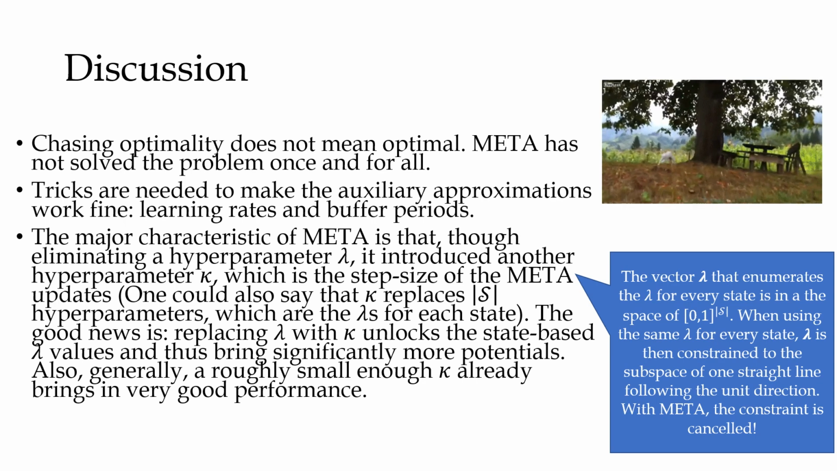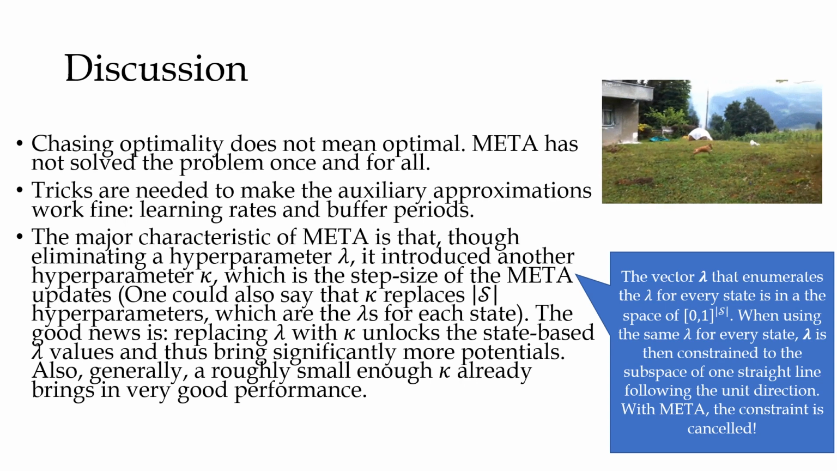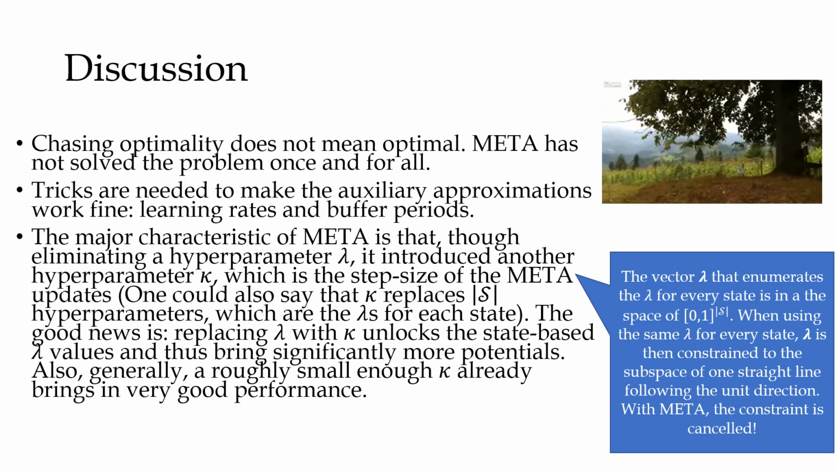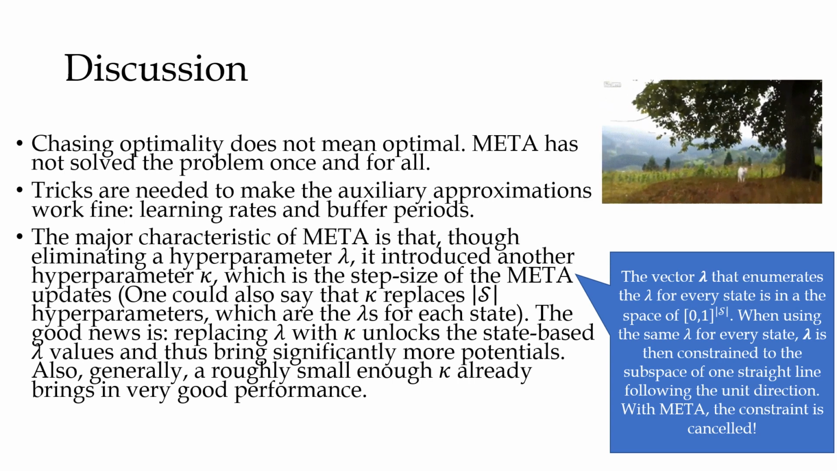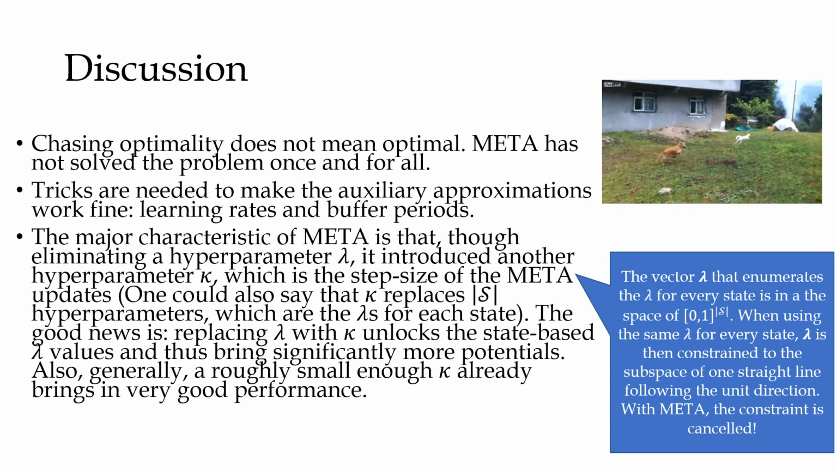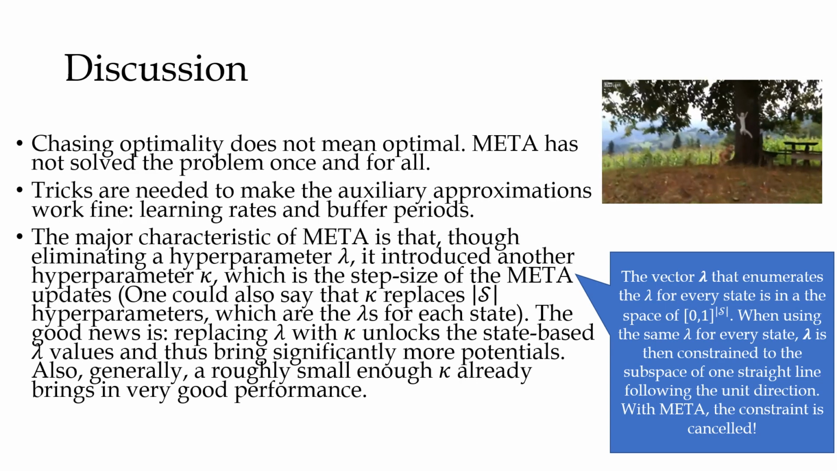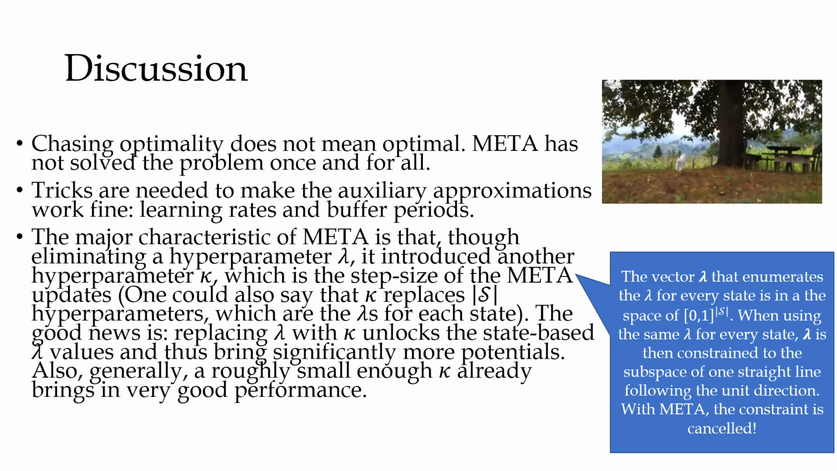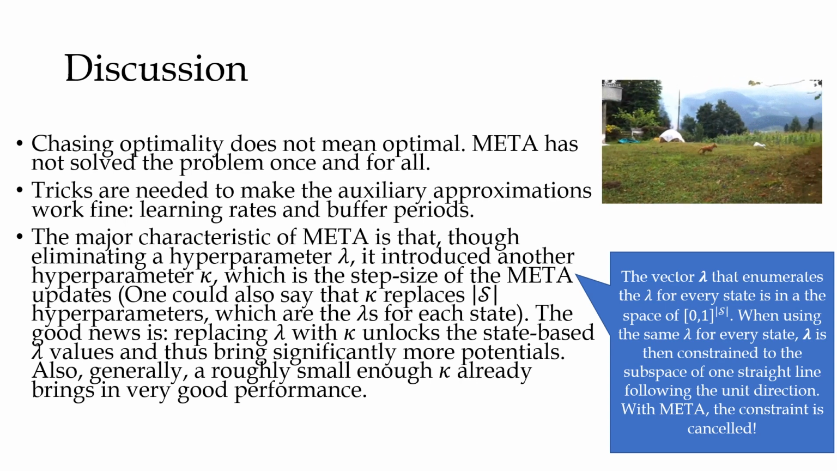The first is that by this exchange, we used just one kappa to enable different lambdas for every state, therefore unlocking significantly more degrees of freedom for optimizing towards sample efficiency. Second, from the experiments, we got very strong intuitions for choosing the value of kappa. As long as it is small enough, the performance would be good.